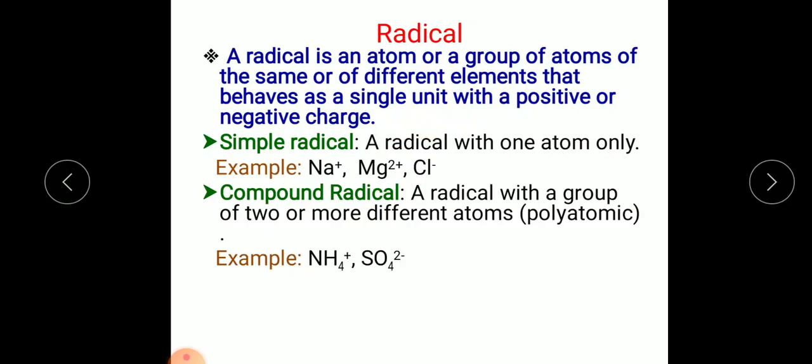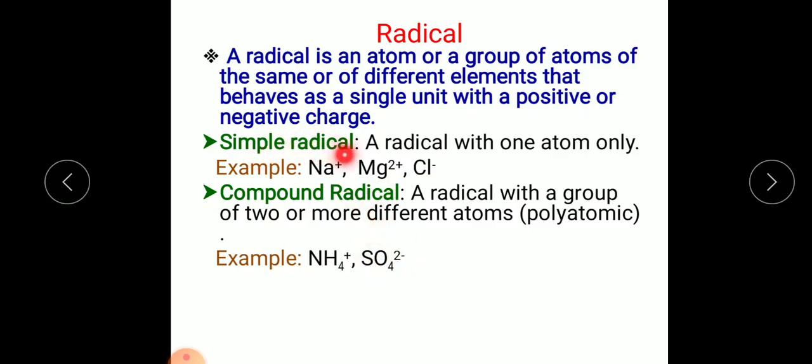This radical is of two types: simple radical and compound radical. Simple radical means a radical with only one atom, for example Na plus, Mg2 plus, Cl minus. All these are simple radicals, in which we have only one atom. A compound radical is a group of two or more different atoms, or polyatomic. For example, NH4 plus, ammonium ion, and sulfate SO4 2 minus.